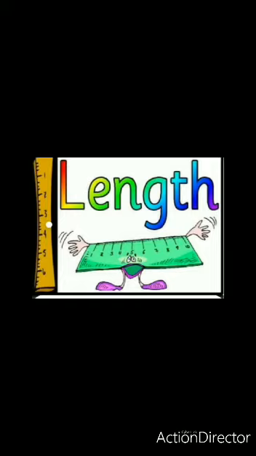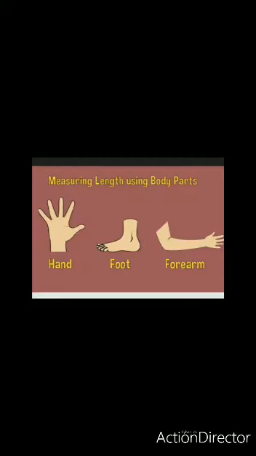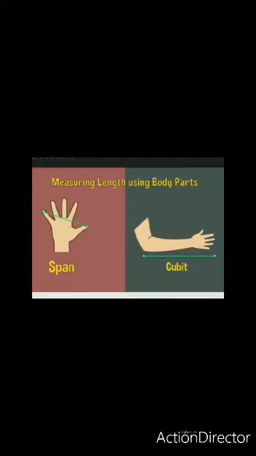How to measure the length of an object using different parts of our body. Measuring the length using the body parts. In the earlier days, people used body parts like their hand, their foot or forearm to measure the length of an object. When the palm of the hand is spread out, the distance between the tip of the little finger and the tip of the thumb is the span.